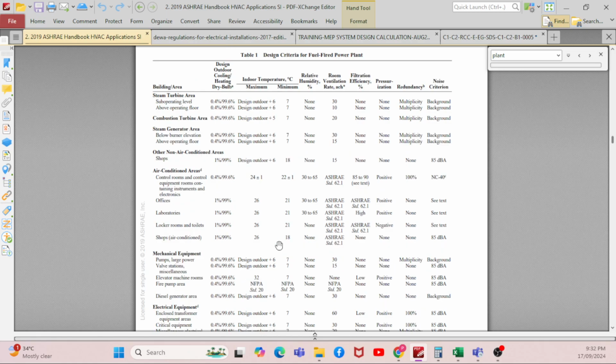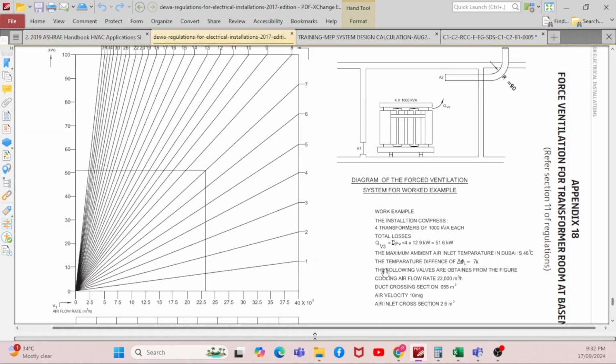So 48 plus 6, or you can see the difference, they have given 7 degrees Celsius, right? That is the same thing they have taken here. The temperature difference is 7 degrees Celsius or 7 Kelvin. So basically, your delta T should ideally be 7 degrees. That means the ambient design outdoor temperature is 48 degrees Celsius, and the transformer can work up to plus 7 degrees Celsius maximum.